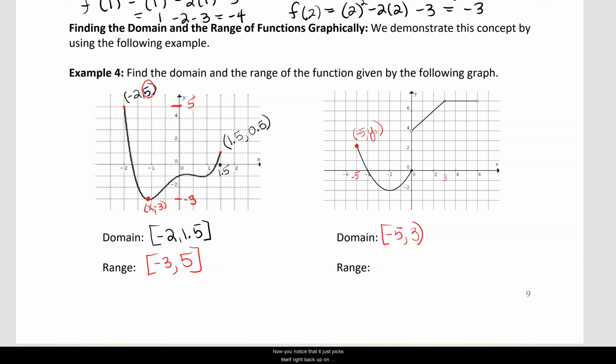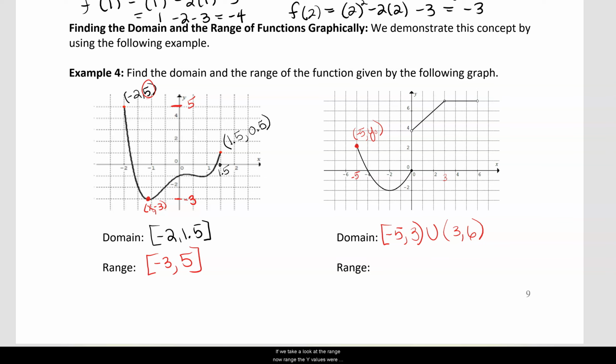Now you notice that it just picks itself right back up on the other side of 3 and becomes constant until it gets to x equals 6. So I'm going to join this domain piece, -5 to 3, to x equals 3, to this domain piece, which is from 3 to 6. And the 6 is not included because it's an open dot.